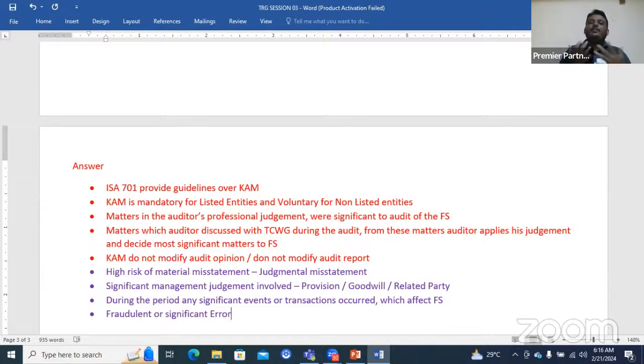So when you are trying to communicate things, you should communicate in line with the standard's scope. This is the complete answer for this question. Students, understood? What we discussed, understood?